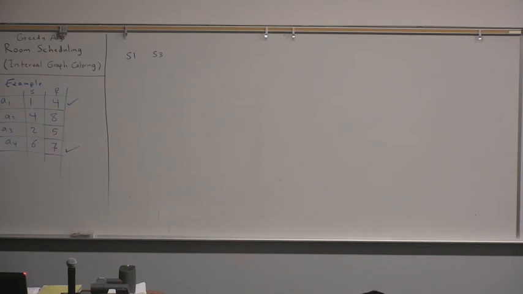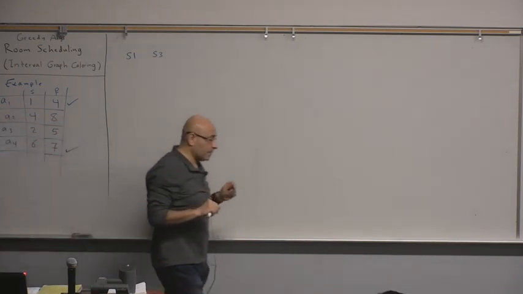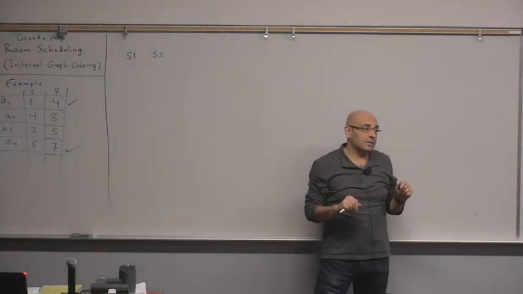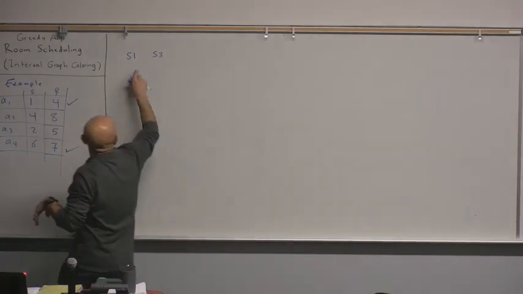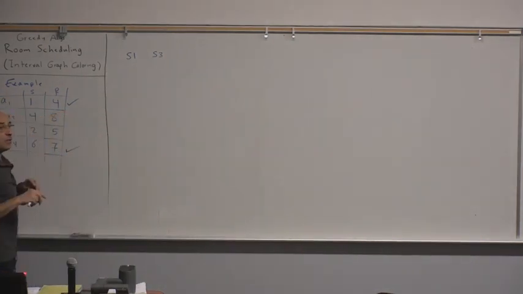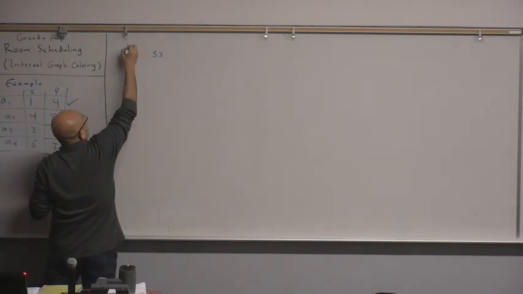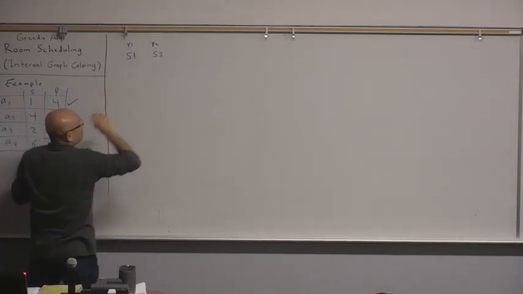Then what's the next? At time 4, two things will happen. A1 will finish and A2 will start. So now the question: which one should I consider first, the finishing of A1 or the start of A2? Finishing of A1. Why? Because I'm trying to reuse the rooms as much as possible. So I started with 1 and 3. I will put each one of them in a room. S1 is going to be in room 1. S3 is going to be in room 2.